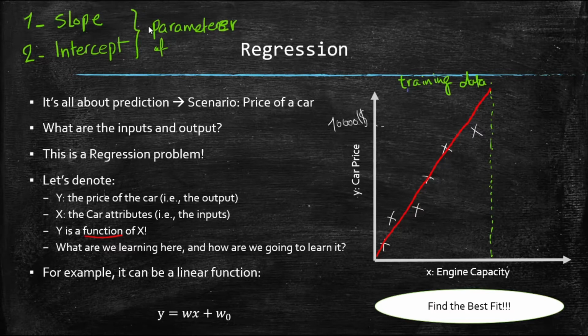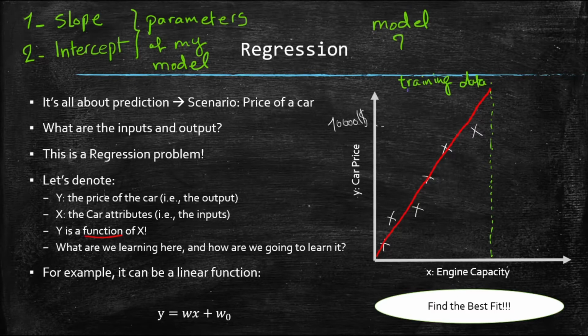I'm sorry, bad spelling here. Let me write it again. So these are the parameters of my model. And what is my model? It is a linear model, right?